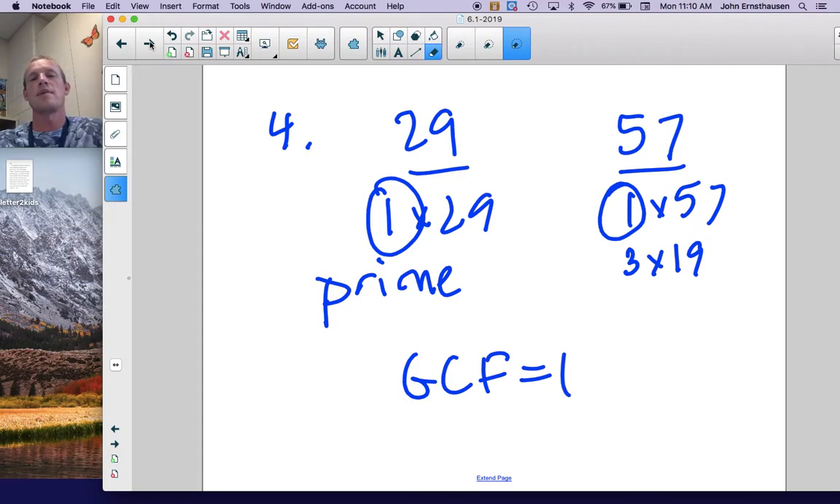29 is actually called a prime number, which means it has 2 factors, one and itself. And 57 is actually not prime, even though I bet some of you didn't get 3 times 19, but the GCF is going to be 1.